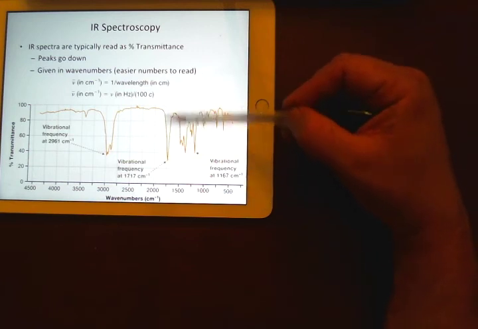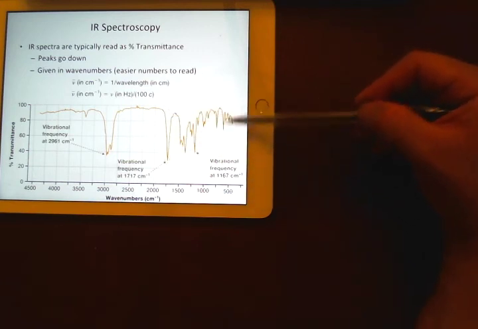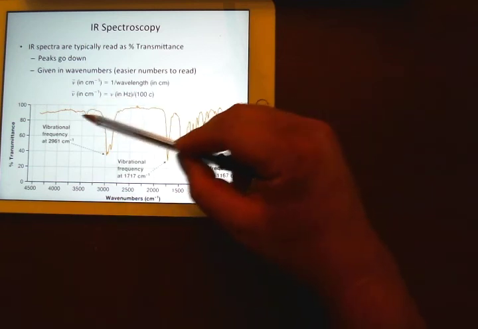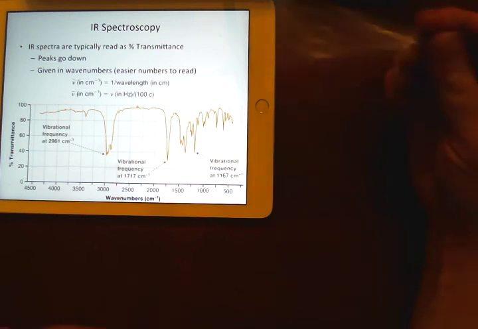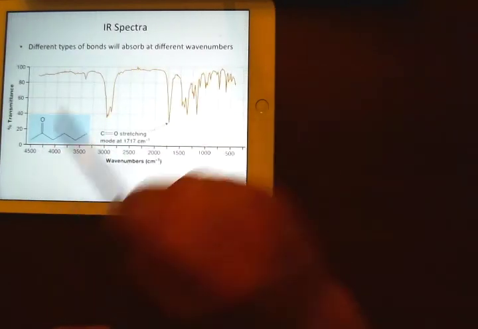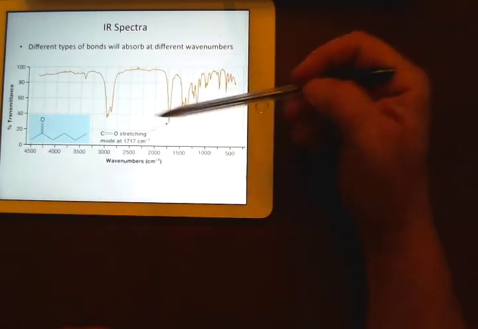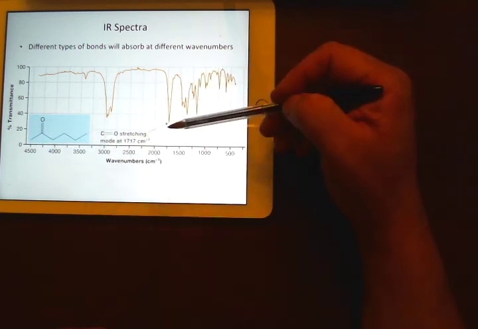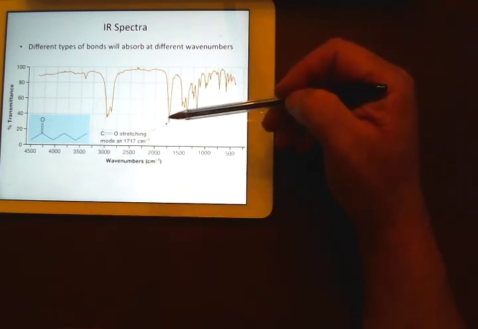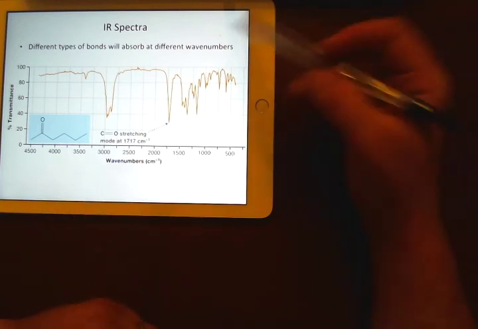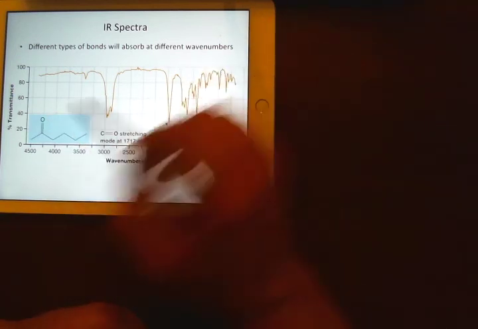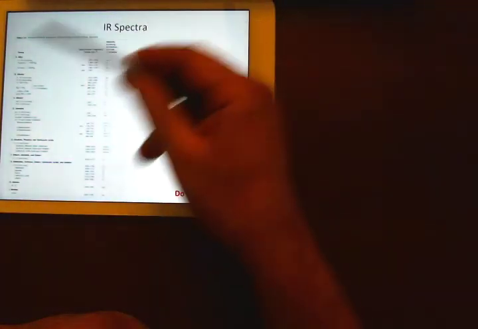And then say at 1700 wave numbers, it also absorbs, and then there's a bunch of absorbing here, stuff like that. And so if we look to see where these things absorb, you'll be able to use the fingerprint regions. So for this one, this C double bond O, this carbonyl structure, is very characteristic of absorbing right around 1700 wave numbers. It shifts a little bit depending on the type, but for the most part, it's going to be 1700. If we see a peak here, we know we have a C double bond O in our molecule.